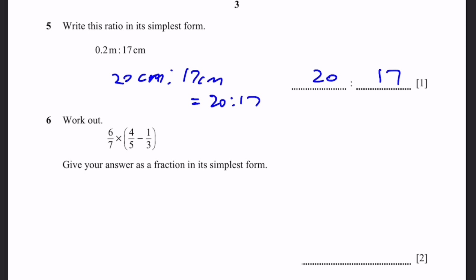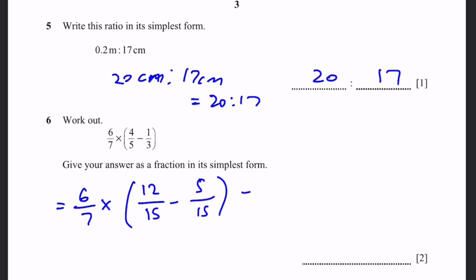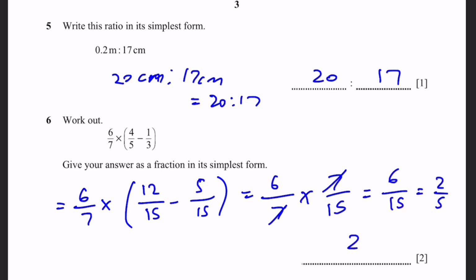Question 6. Work out 6 by 7 into 4 by 5 minus 1 by 3. Give your answer in simplest form. That will be 6 by 7 into 4 by 5. We can bring it to 12 by 15. 1 by 3 can be brought to 5 by 15. That will be 6 by 7 into 7 by 15. And we cancel out, 6 by 15, which is equal to 2 by 5.